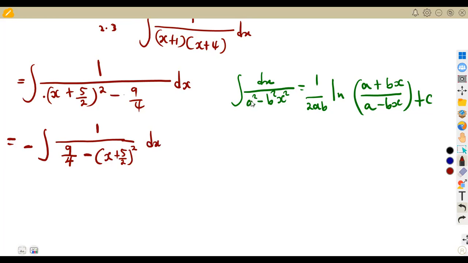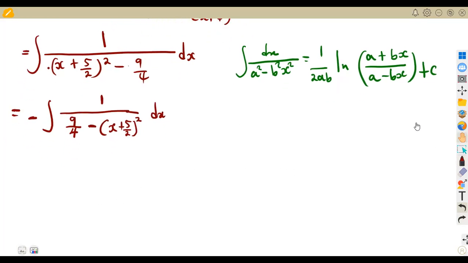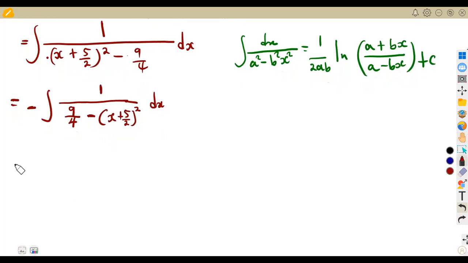But we are supposed to have this format, a squared minus b squared x squared. So 9 over 4 is the same as 3 over 2 raised to the exponent of 2. I'm just rewriting it in a format so that we properly see our format. 1 times dx is the same as dx, so we've got dx over (3 over 2) squared, which gives 9 over 4, minus b squared, which is a constant. Since we do not have a number there, we just write 1 squared, x squared.